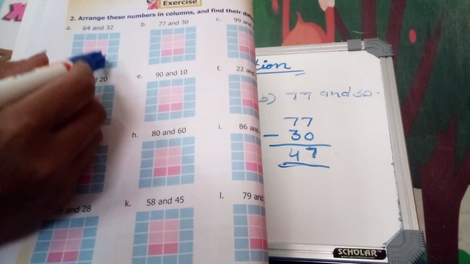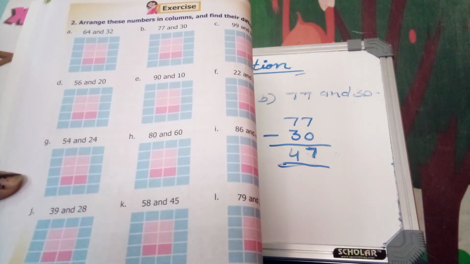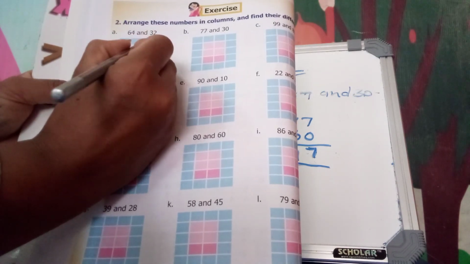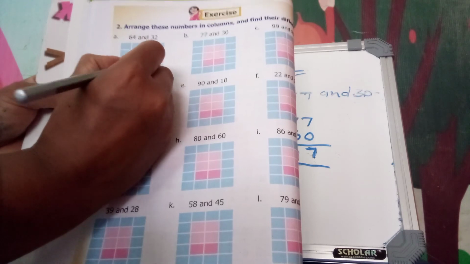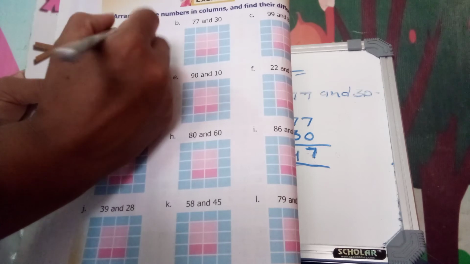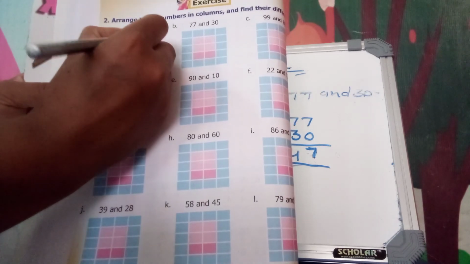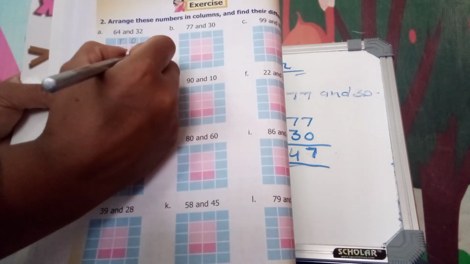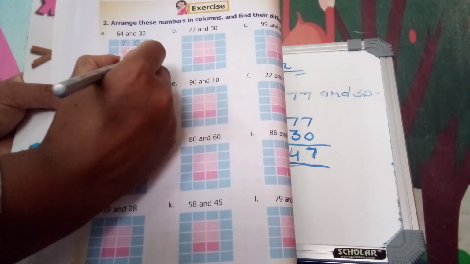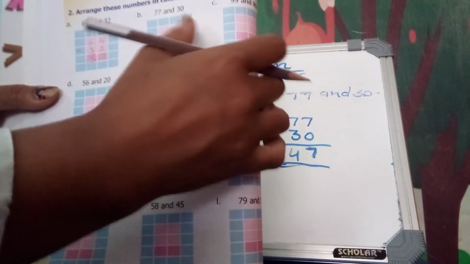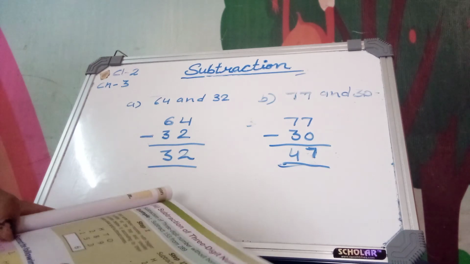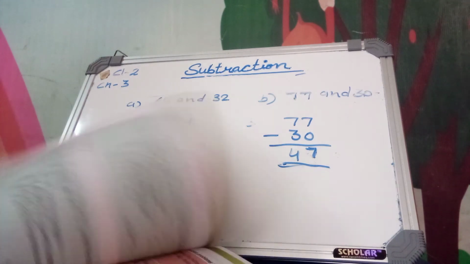Do this exercise, okay, like this: 64, 32, subtraction, tens and ones. 4 minus 2, 2, 6 minus 3, like 32. Okay, do it yourself. Now see page number 35.